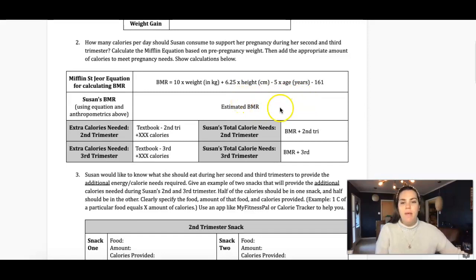So once you estimate her BMR, you'll write that in this box here. And then you're going to look in your textbook for what is recommended as extra calories during the second and the third trimester. So be sure that you're using your textbook, or else you're not going to have the correct answer here. So you'll enter the second trimester, how many extra calories are needed, and then in the third trimester, how many extra calories are needed. In these two boxes, you'll add the estimated BMR and the extra calories needed to find her overall calorie need for the second trimester and for the third trimester.